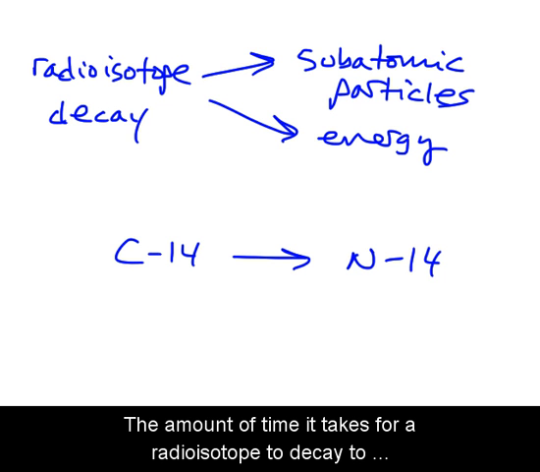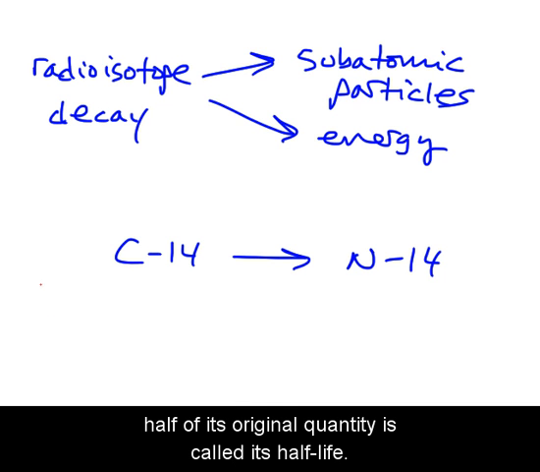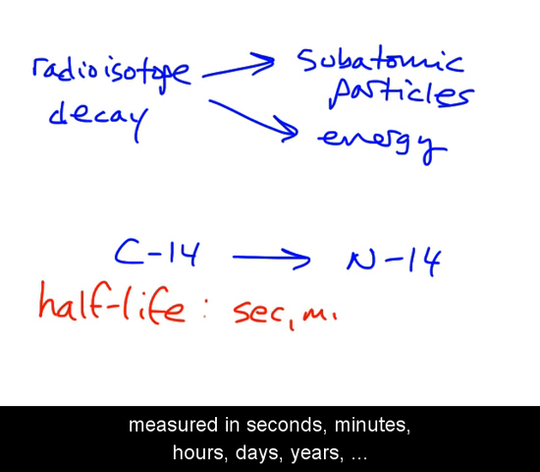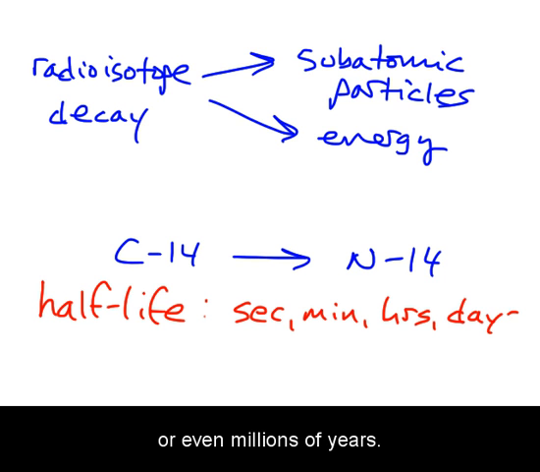The amount of time it takes for a radioisotope to decay to half of its original quantity is called its half-life. Depending upon the radioisotope, this can be measured in seconds, minutes, hours, days, years, or even millions of years.